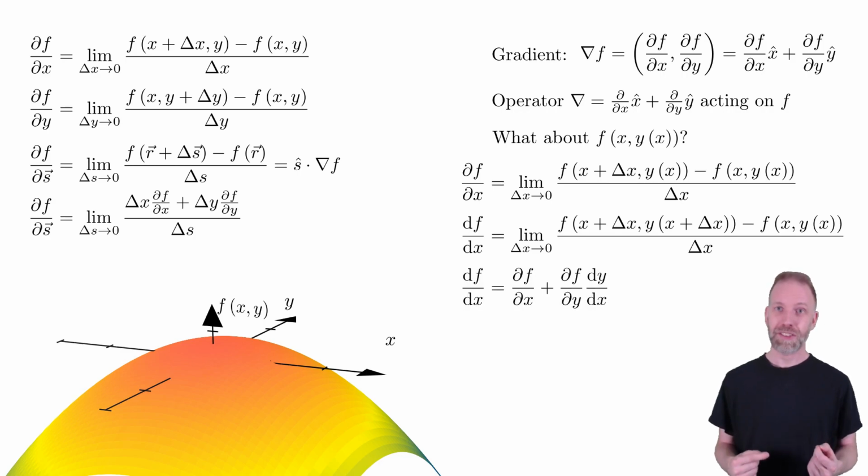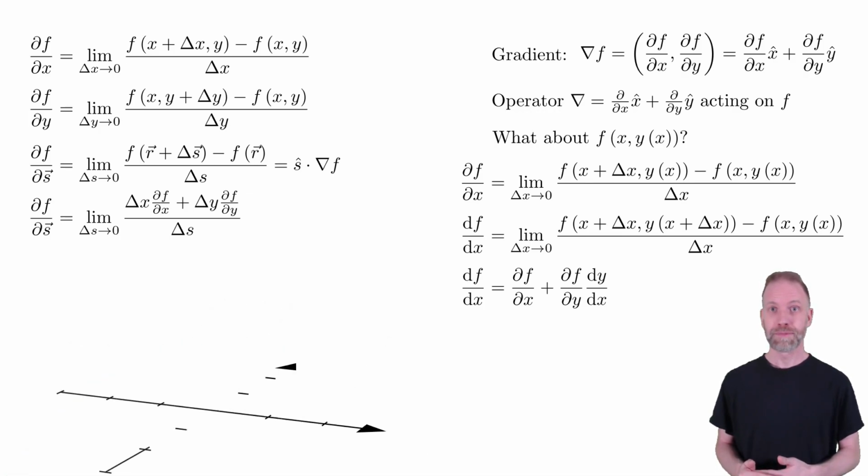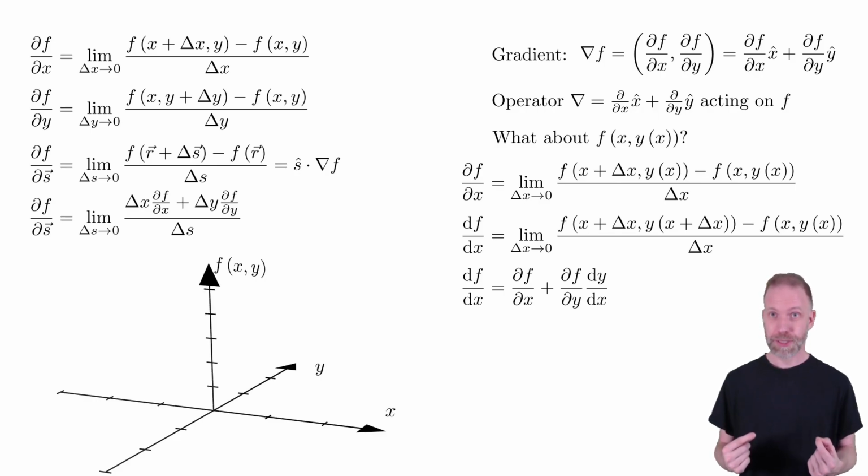In this case, we would have the chain rule that df dx is the partial derivative of f with respect to x plus the partial derivative of f with respect to y times dy dx. This is the chain rule between total and partial derivatives. Let us demonstrate this concept with an example.